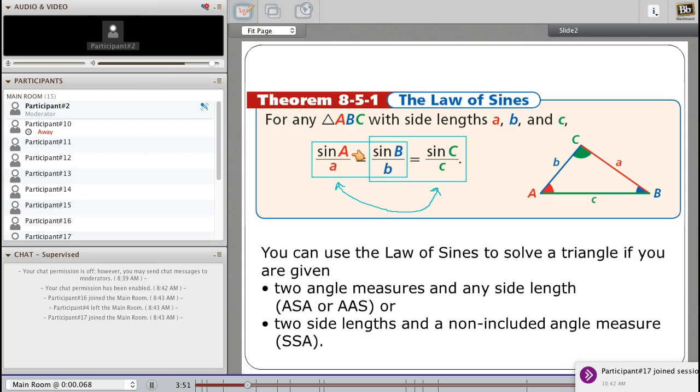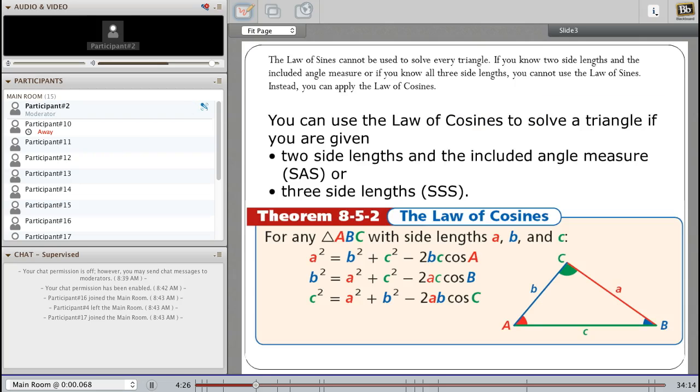Okay, so down below here it says you can use the law of sines to solve the triangle if you are given these things here. Now, if you just think through the problem, you'll be able to get this without memorizing, but this is just an extra tip. If you have 2 angle measures and any side length, that would be a case where you could use the law of sines. Or if you need 2 side lengths and a non-included angle measure, then that would be another case where you'd use law of sines. Okay? All right, law of cosines.